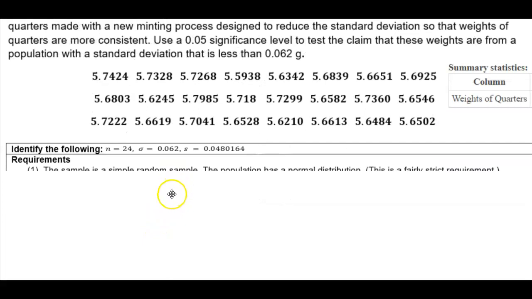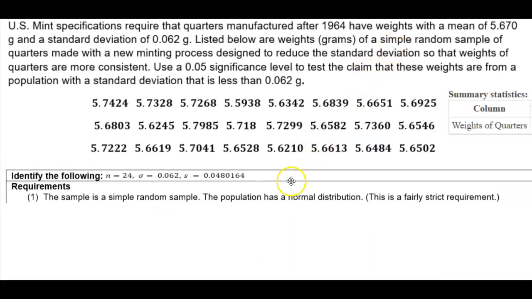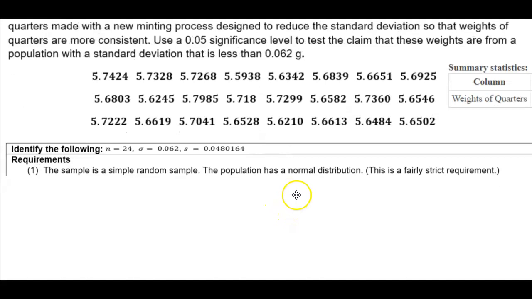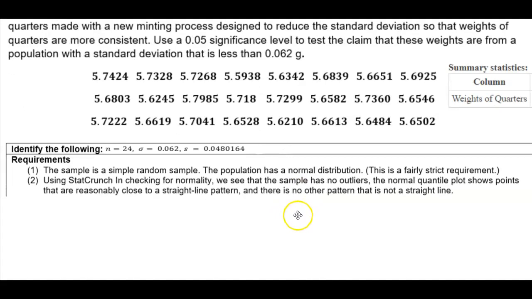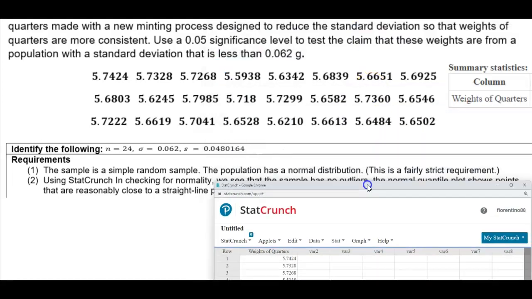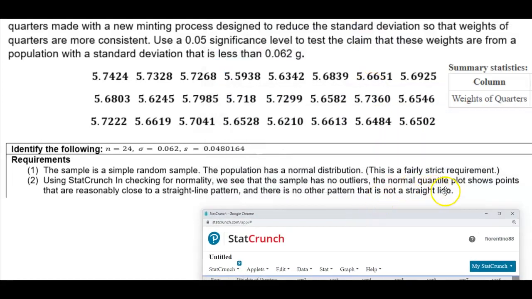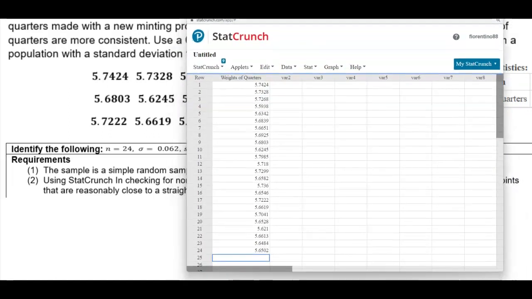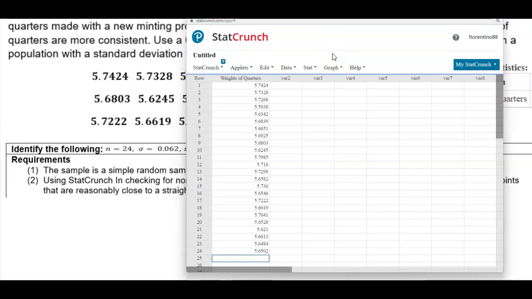Now the requirements. The sample is a simple random sample, which is stated in the problem. The population has a normal distribution. This is a fairly strict requirement, so we want to use StatCrunch to check for normality. Let's open this up in StatCrunch, and we're going to generate a normal QQ plot to show that the points are reasonably close to a straight pattern. Otherwise, we won't be able to proceed.